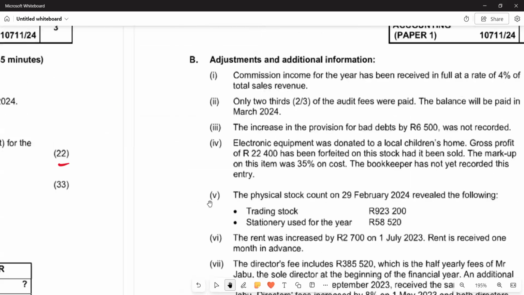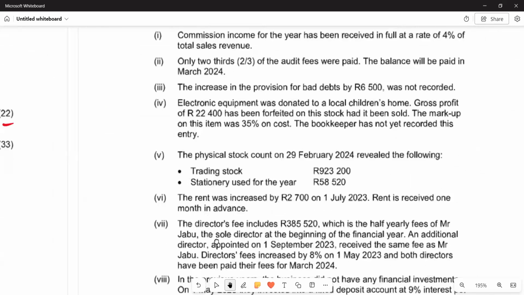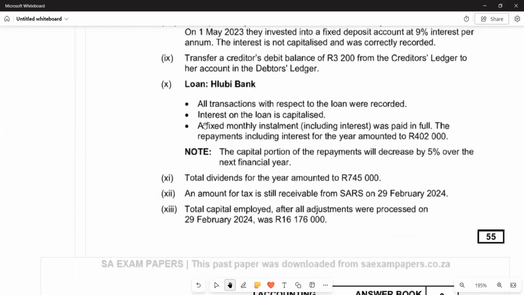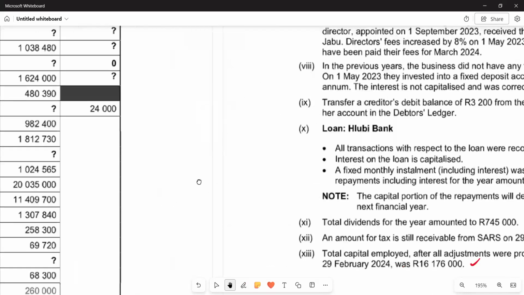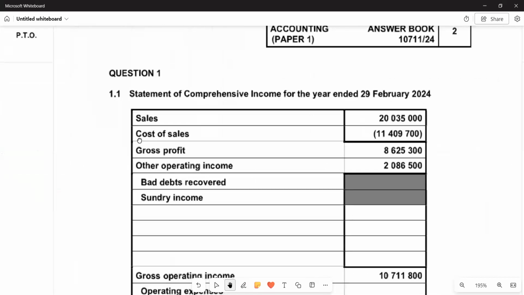On our next page, you're given adjustments and additional information, ranging from additional information number 1, going down to additional information number 13, which is the last one. So you need to go through everything before you start to answer the question. And then if you go to our answer section, you see that this is what will be given in the answer book.